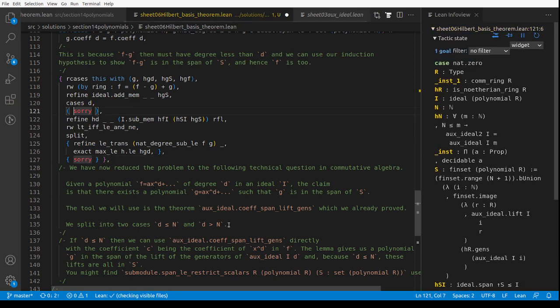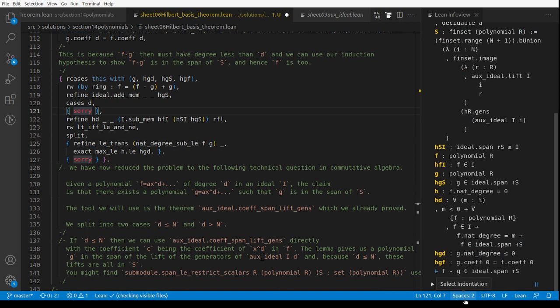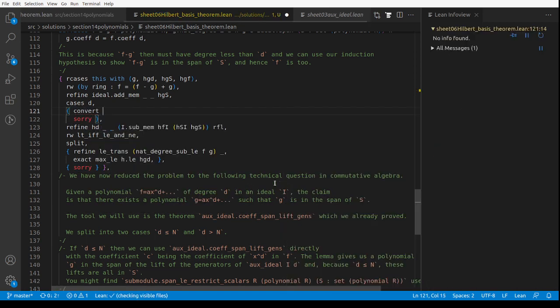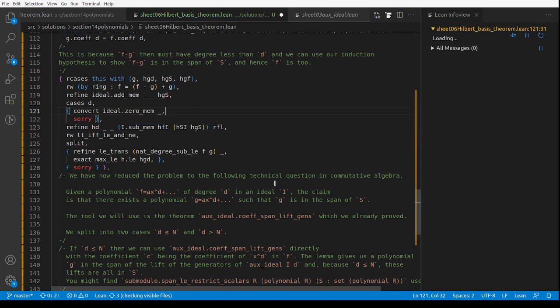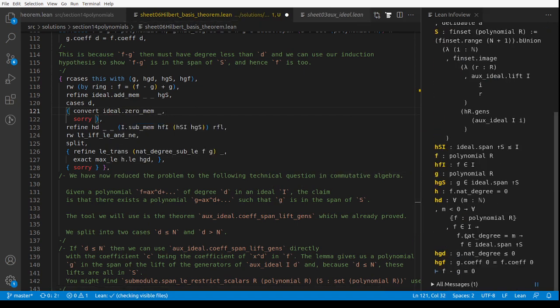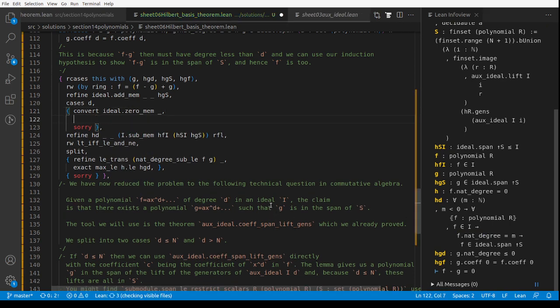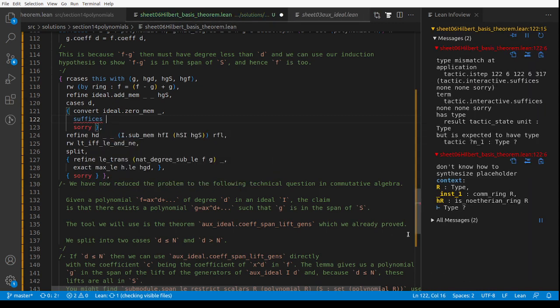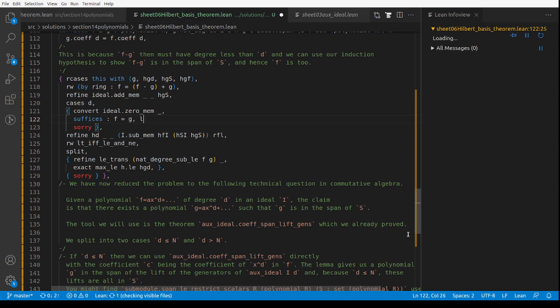Okay, well, let's deal with this D is 0 case first. So now here F and G have both got degree at most 0, and their leading coefficients are the same, and so I claim that F equals G. And so why is that? So this is now convert ideal.0 mem_ or something. Yeah, now I've got to prove that F minus G is 0. So now I know I want to turn this into F equals G. So suffices F equals G, library search.